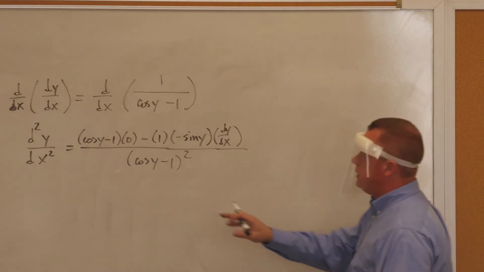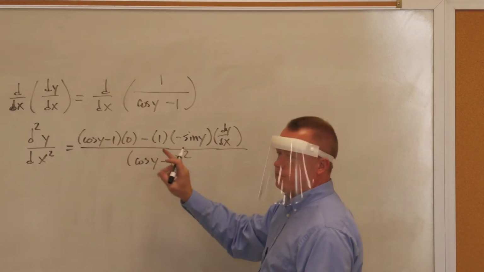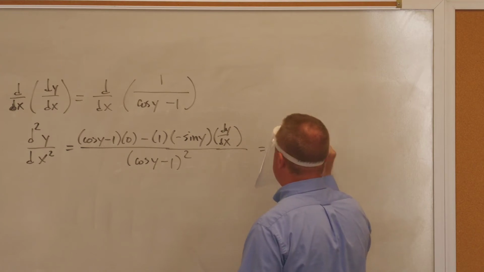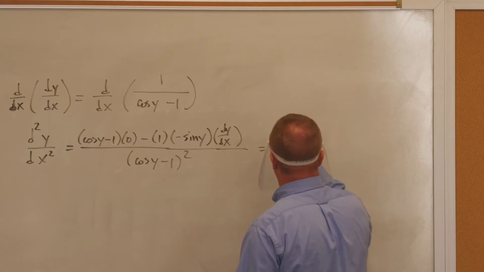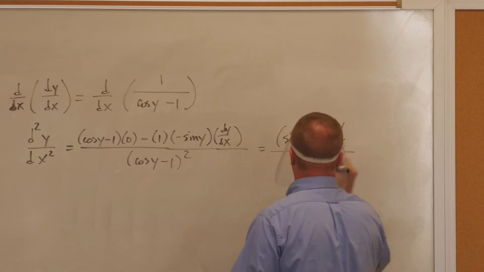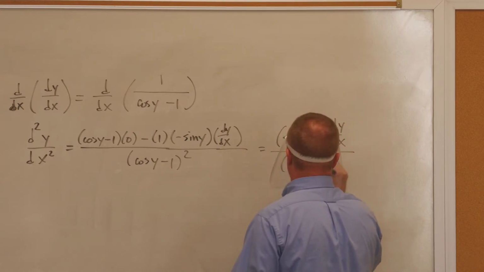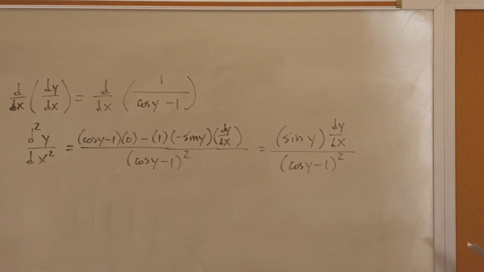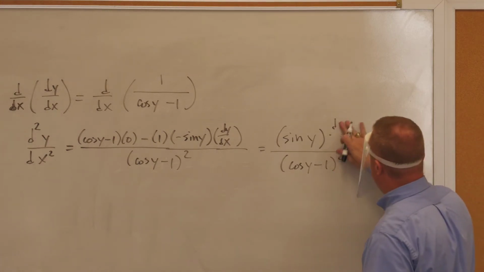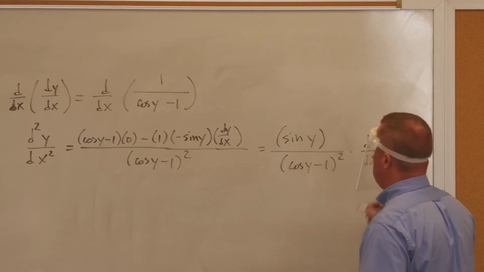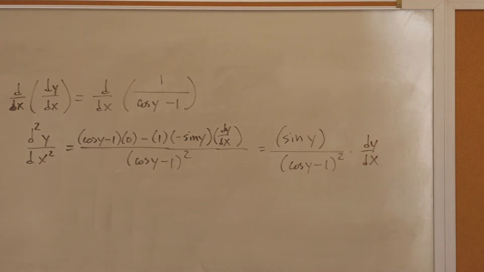So if I reduce that, this whole first part here is times 0, so that goes away. So I end up with sine y times dy/dx over cosine y minus 1 squared. Okay? And let's do this. Let's write this on the side over here. So I just move that. That's really times the whole fraction there.